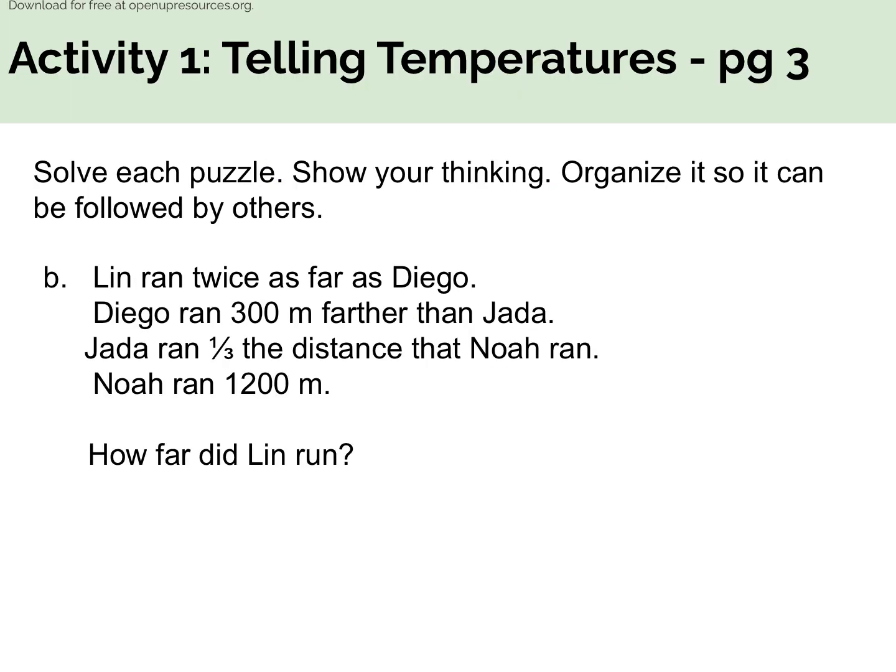All right, so let's look at Activity 1, but B. It says, Lynn ran twice as far as Diego. Diego ran 300 meters further than Jada. Jada ran a third the distance of Noah, and Noah ran 1,200 meters. And then how far did Lynn run? So what I want you to do is, again, solve this puzzle, show your thinking, how you figured it out, and then be able to explain it to somebody else. So pause this, go through this, answer it, and then come back to me.